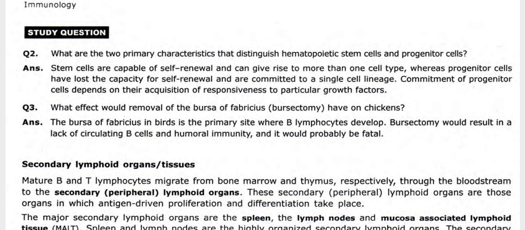What effect would removal of the bursa fabricius have on chickens? The bursa fabricius in birds is the primary site where B lymphocytes develop. So this removal would result in the lack of circulating B cells and humoral immunity, and it would probably be fatal.